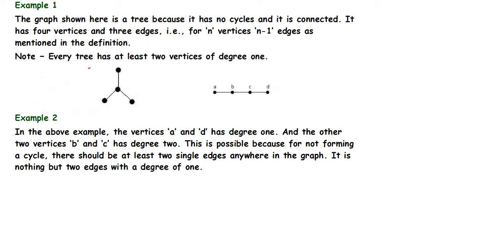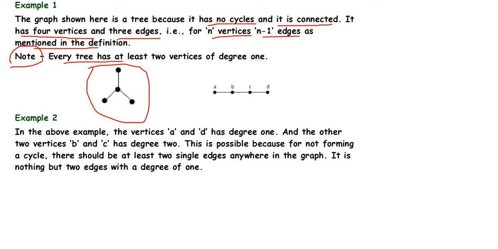So the graph shown here is a tree because it has no cycles. Correct? This graph is an example graph. It's shown here, has no cycles, and it is connected. It has 4 vertices and 3 edges. That is n vertices and n minus 1 edges as mentioned in the definition. So we have a note here.